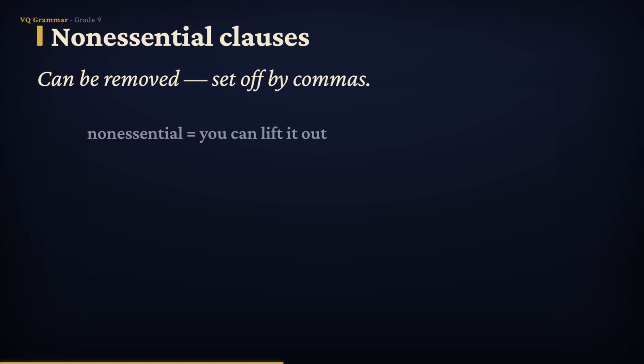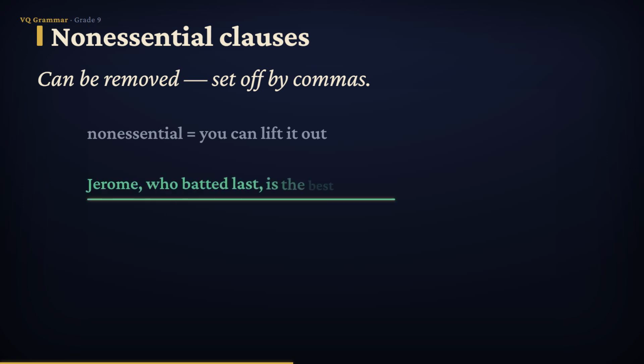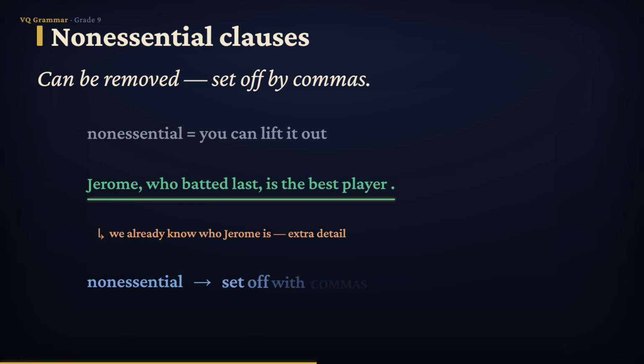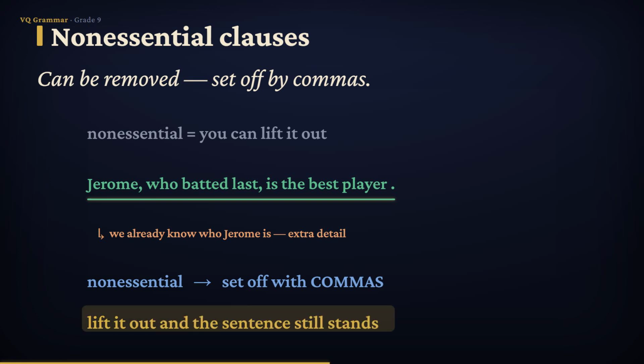Other adjective clauses are non-essential. They add extra information you could lift right out. Here's Jerome. Jerome, who batted last, is the best player. We already know exactly who Jerome is. His name pins him down all by itself. The clause who batted last just adds a bonus detail. Because it's non-essential, we fence it off with a pair of commas. And the proof? Lift it out. Jerome is the best player. And the sentence still stands, complete and clear.